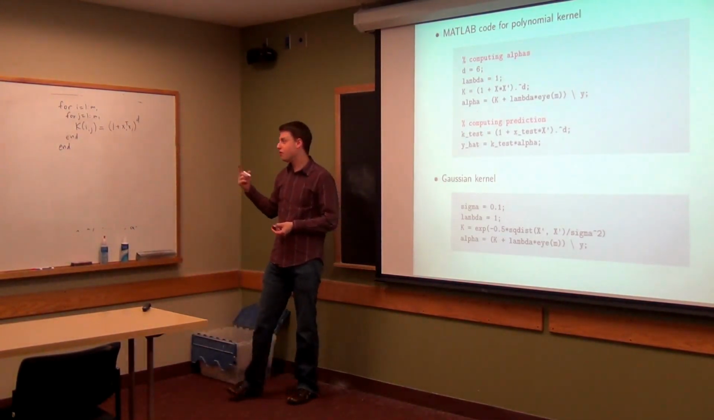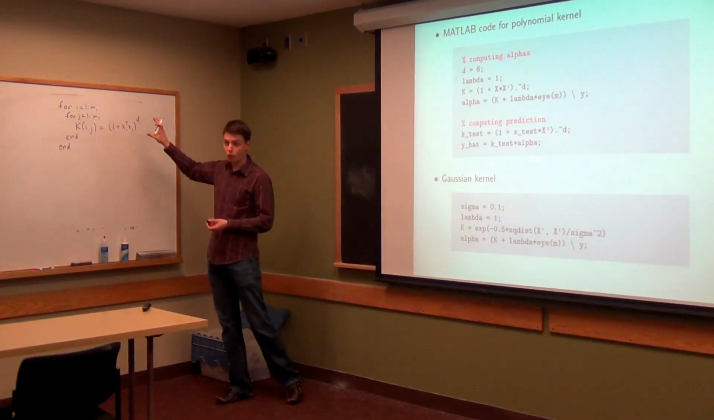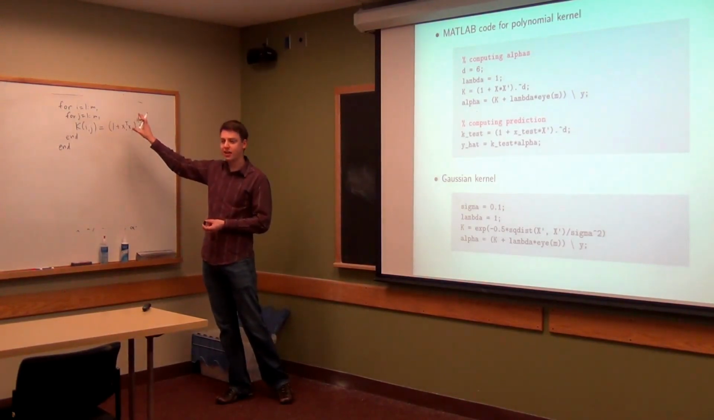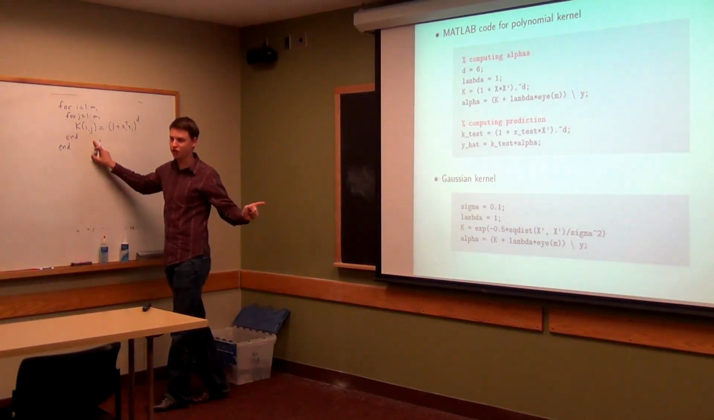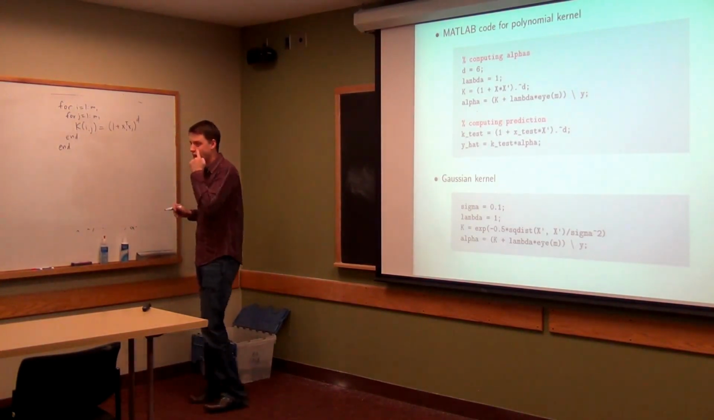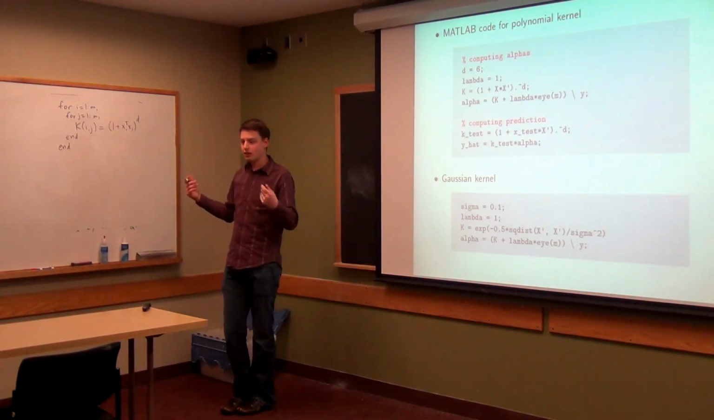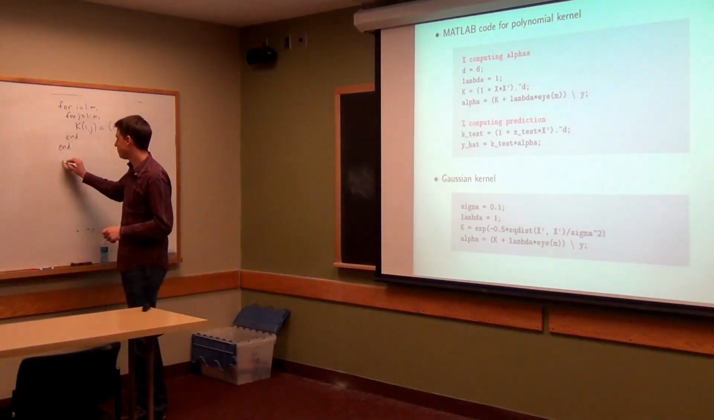And it's much better, if you can, to actually do this in one big shot. Do it all at once. And you can actually do that here. You can compute this entire kernel matrix in one call in MATLAB. This is true for the Gaussian kernel and for the polynomial kernel. And the way you do it is you create a big X matrix.